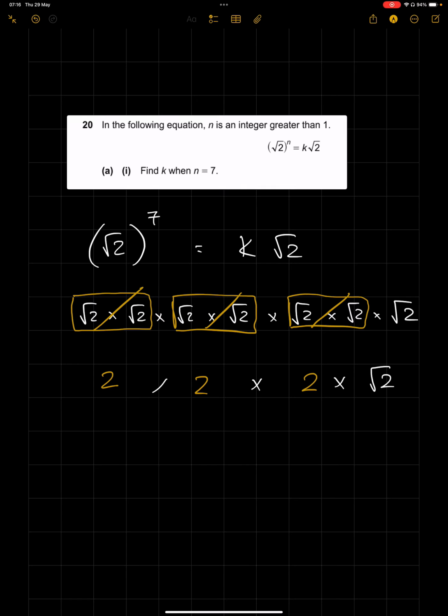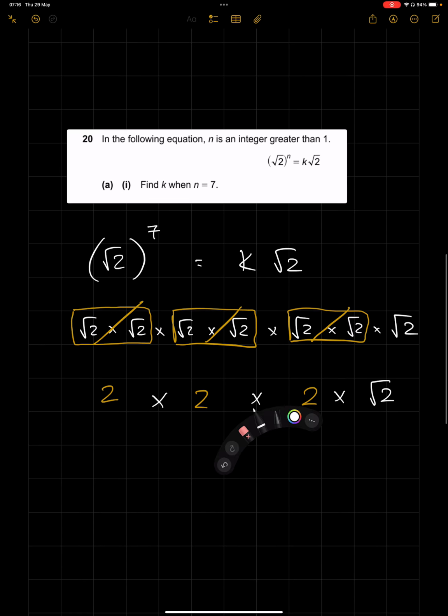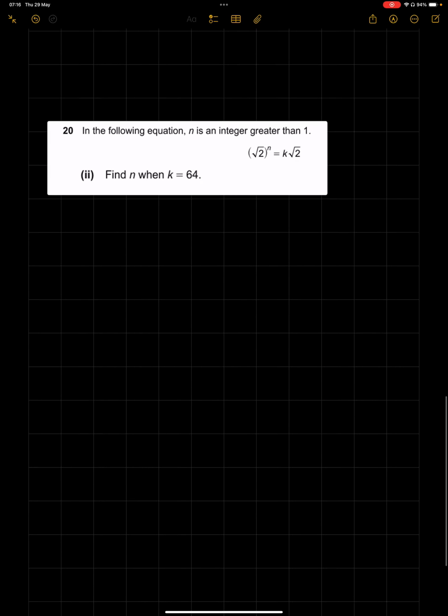And if we multiply all this together, 2 times 2 times 2 is 8. And we still have the root 2 at the end. And I think that's in the form k root 2, therefore k is 8. Let's take a look at part 2. Part 2 says find n when k is 64.